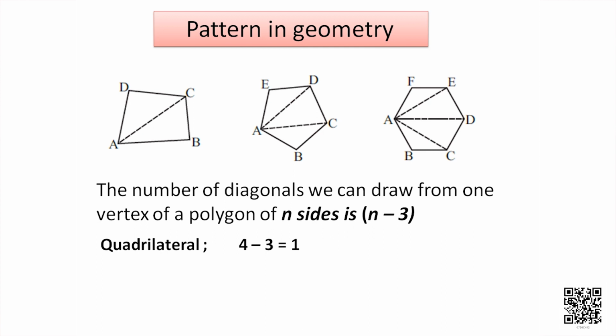Similarly, I have a pentagon. How many sides does it have? 5. So n is 5 and I am subtracting, n minus 3 means 5 minus 3. That gives you 2. How many diagonals do you see in the picture? There are 2 diagonals, right? Similarly, I can find it for the hexagon. The value of n is 6 and I am subtracting, n minus 3, that is 6 minus 3 equal to 3. So we can clearly see 3 diagonals in the third figure.